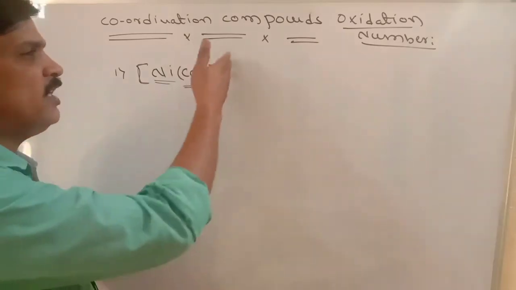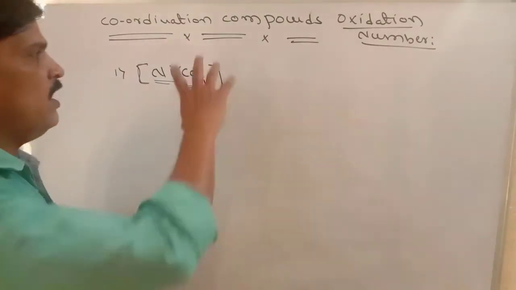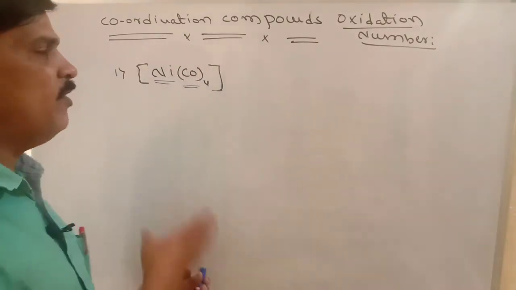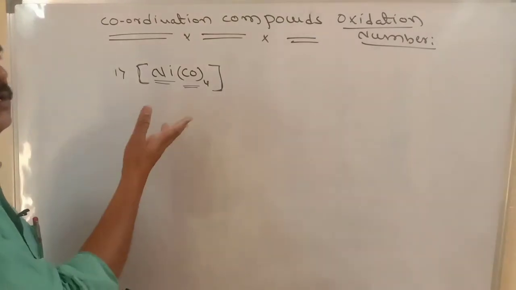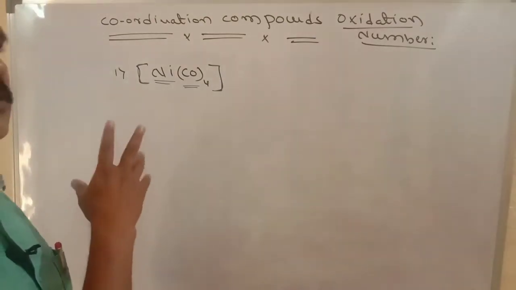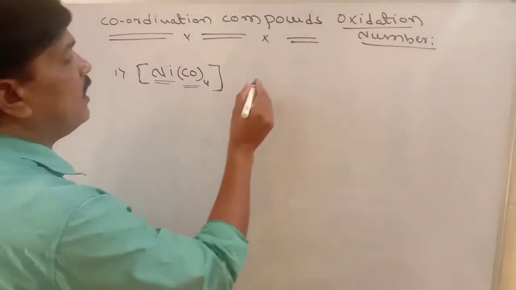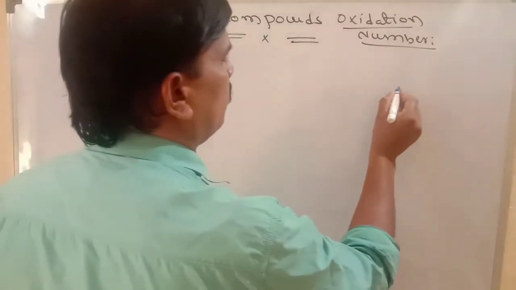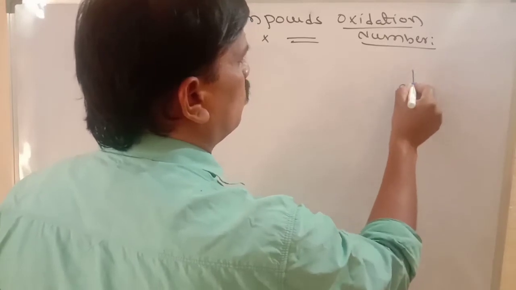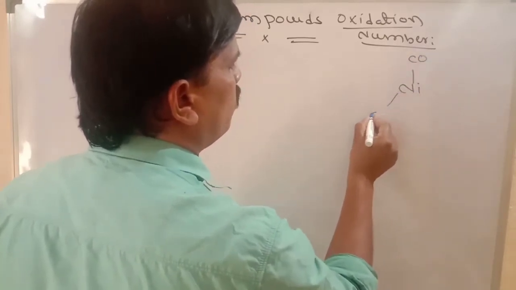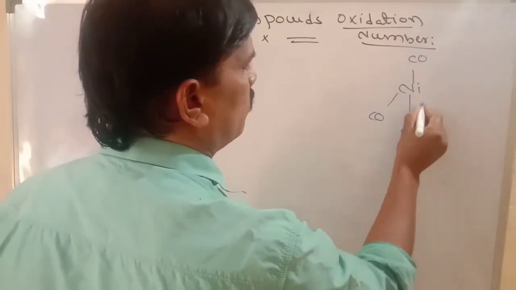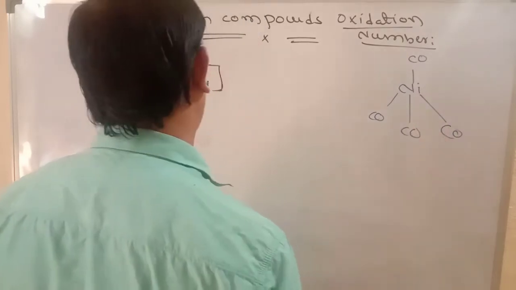If a positive charge is there, it is a cationic complex compound. If a negative charge is there, it is an anionic complex compound. Because there is neither positive nor negative charge, this type of complex compound is known as a neutral complex compound. But we have to calculate the nickel oxidation state. Around the nickel, how many carbonyls are there? 4 carbonyls are there. This is the structure of nickel tetracarbonyl.